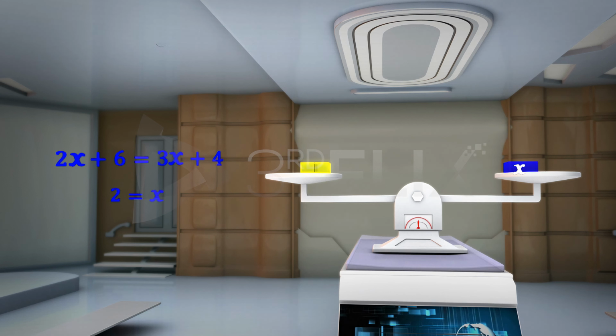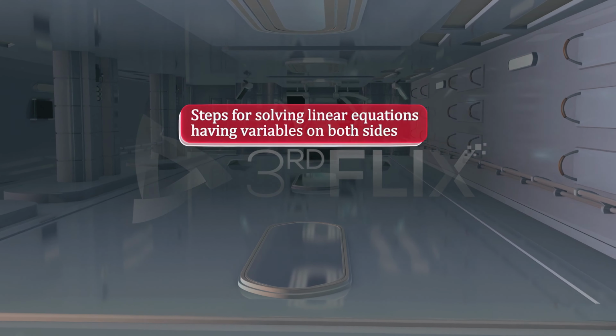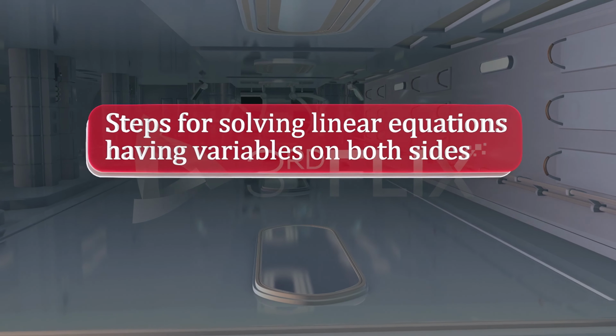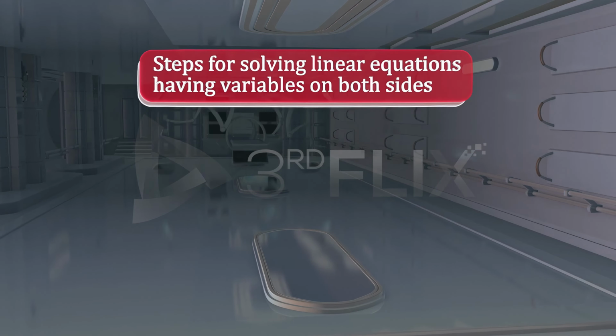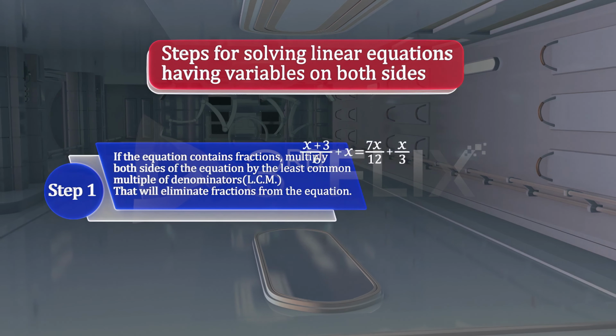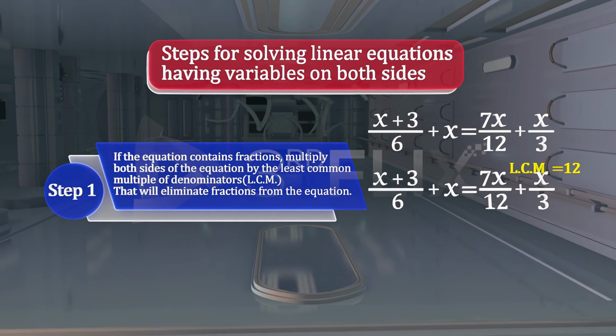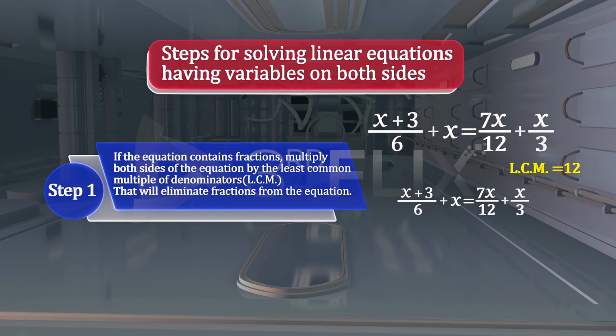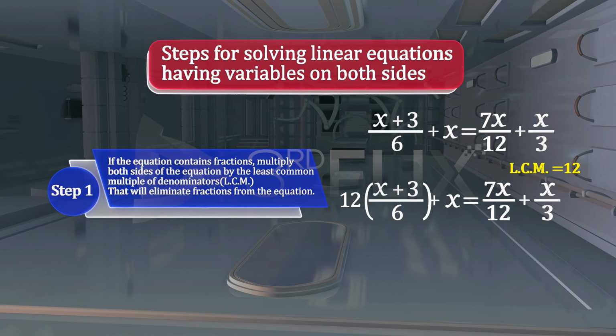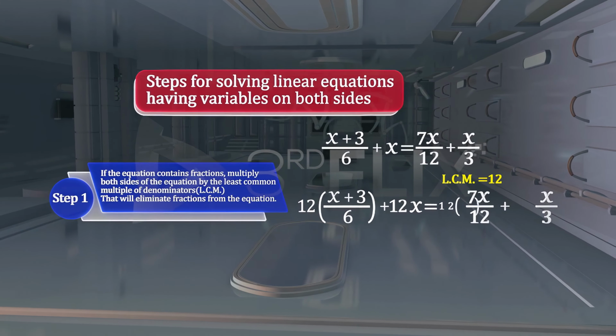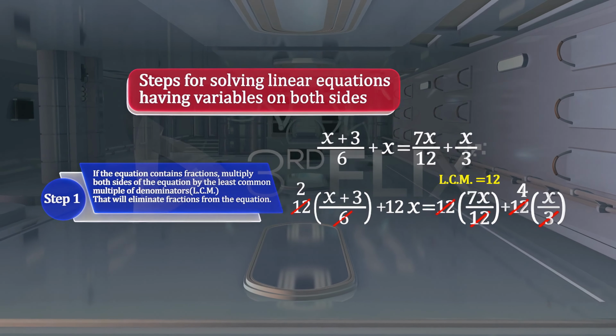If an equation contains a variable on both sides of the equality sign, it will need to be rewritten so that the variable is only on one side of the equation. Steps for solving linear equations having variable on both sides. 1. If the equation contains fractions, multiply both sides of the equation by the least common multiple of denominators, LCM. That will eliminate fractions from the equation.